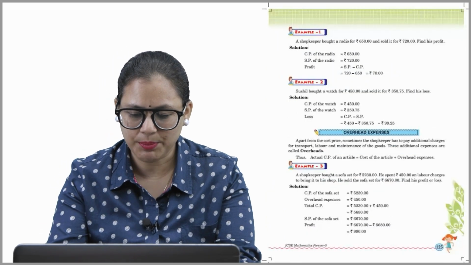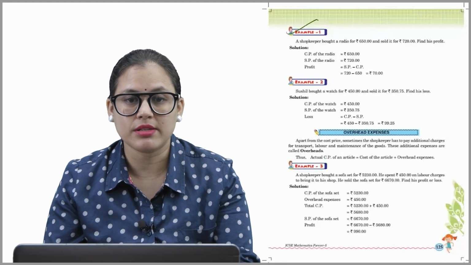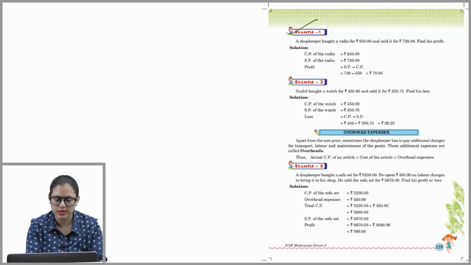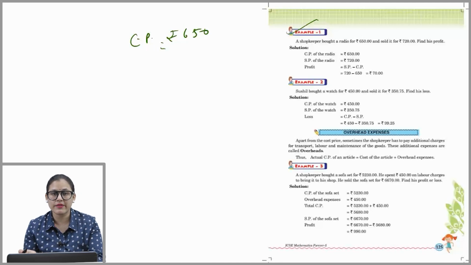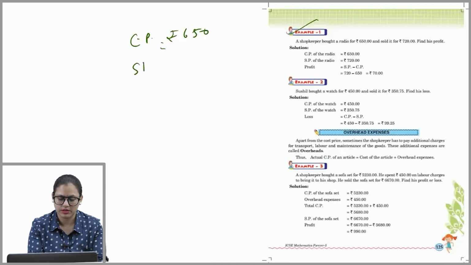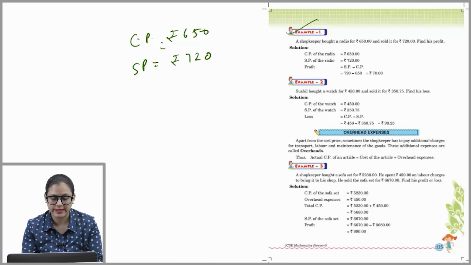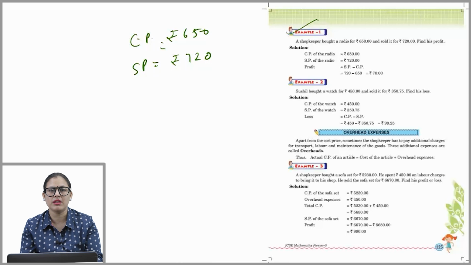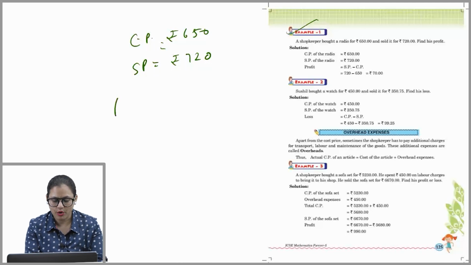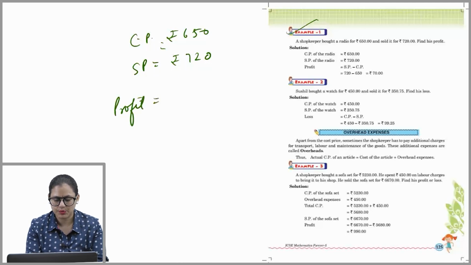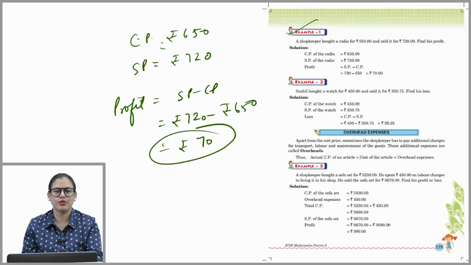Example 1. A shopkeeper bought a radio for rupees 650. So this is the cost price. And sold it for rupees 720. SP is 720. So we have to find his profit. Clearly SP is greater than CP. That means he made a profit. So profit is equal to SP minus CP. Rupees 720 minus rupees 650 is rupees 70. That means he made a profit of rupees 70.